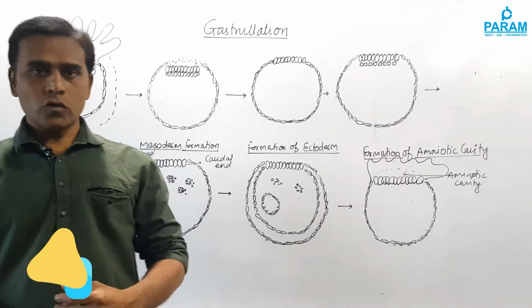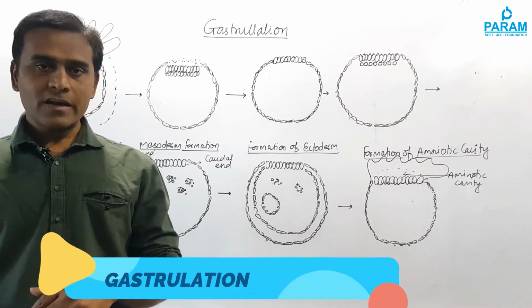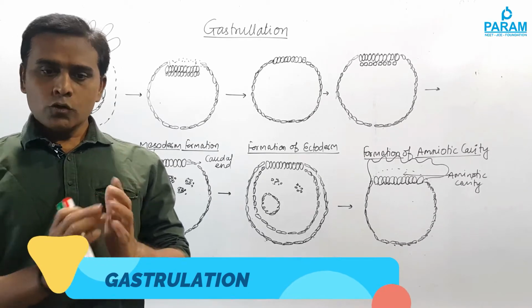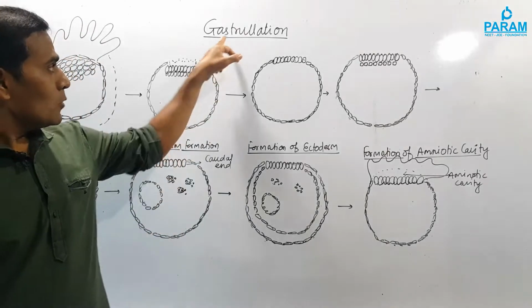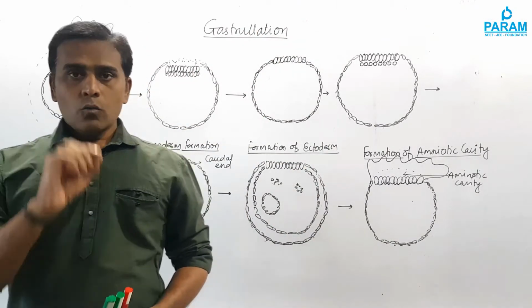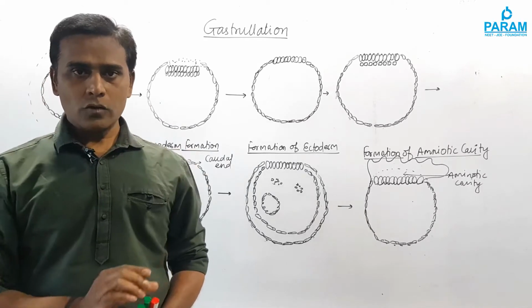Today we are going to talk about a very important topic from human reproduction in your NCERT, which is very less explained. So, we will try to understand it in the easiest manner. The name of the topic is gastrulation. What is gastrulation? As you know, the gastrula arises from the blastula.